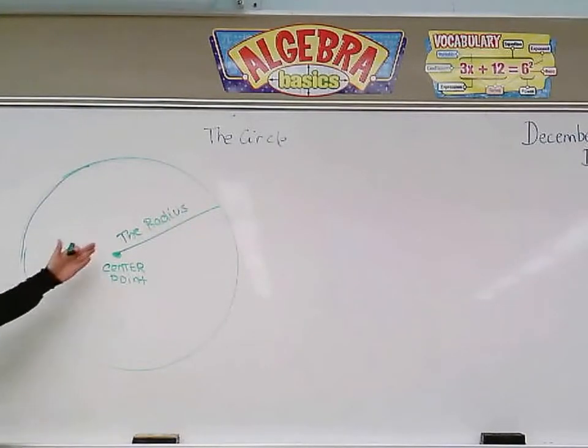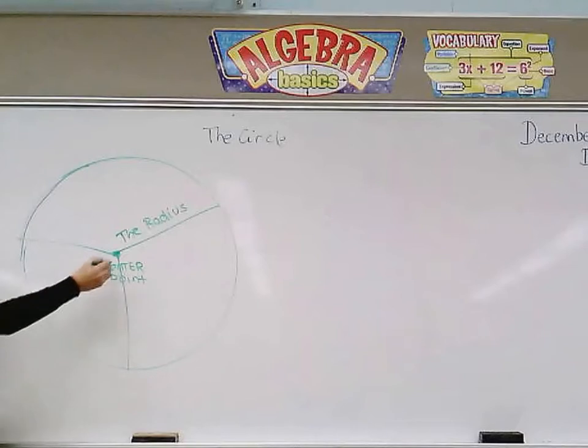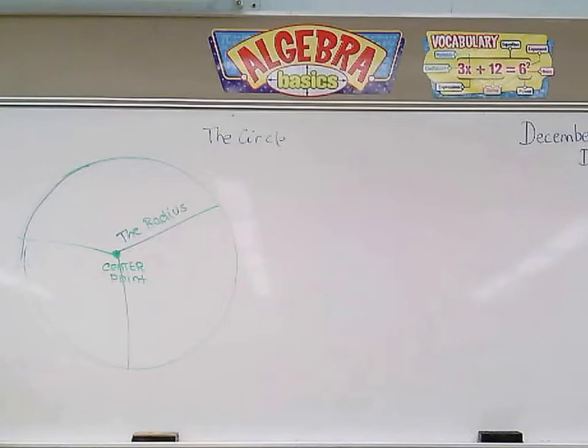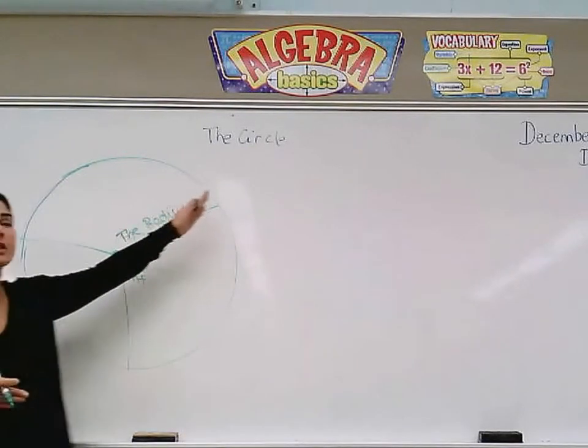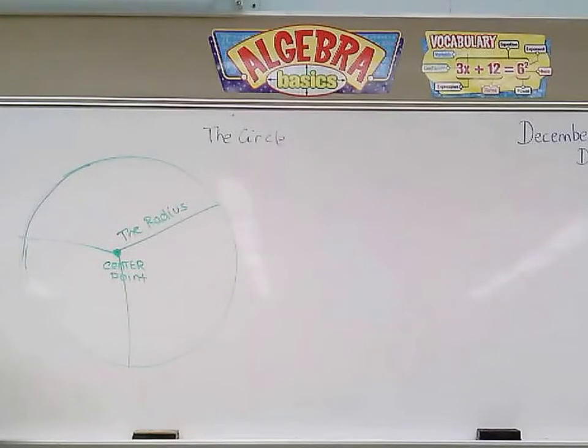So I could have made my radius here, as I could make my radius here, as I could make the radius here. It's just a line that goes from the center to the edge. And they're equidistant. Equidistance means they're equal distance. From here to here is the same distance from here to here. So it's the radius. Okay?